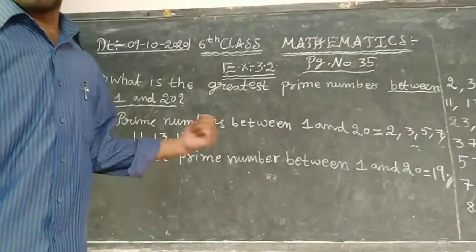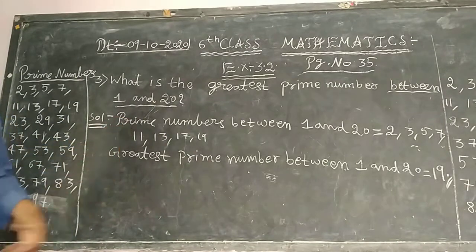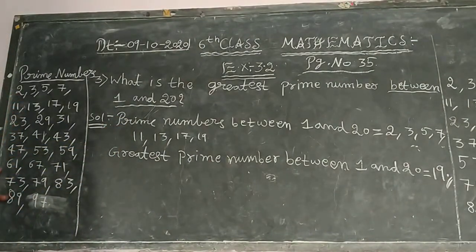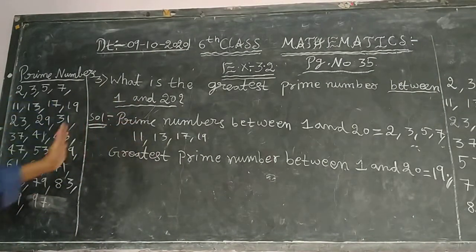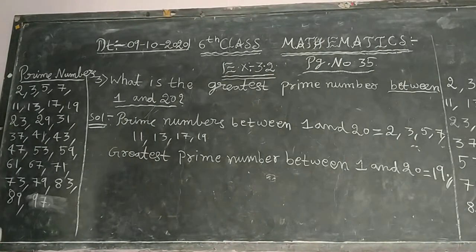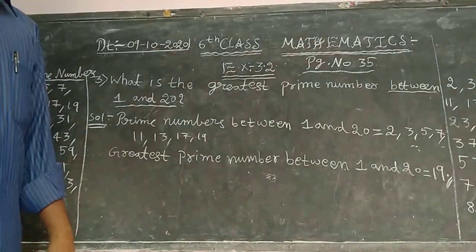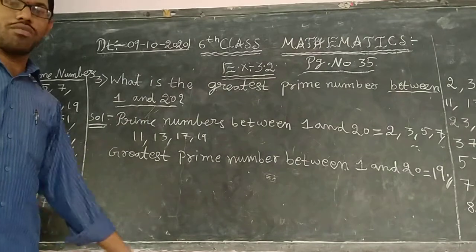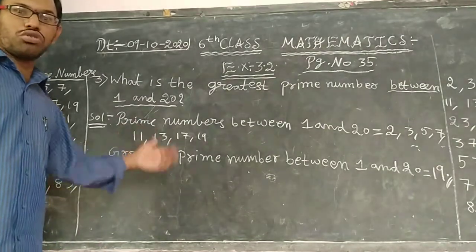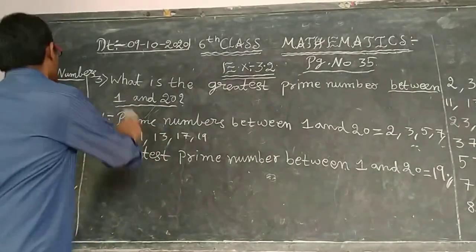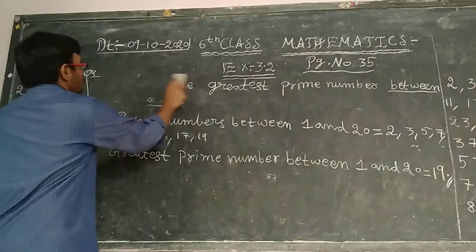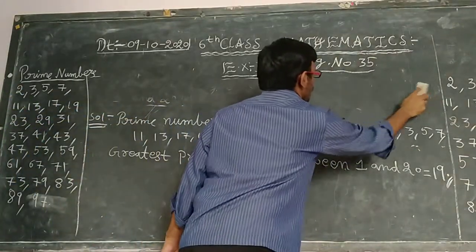I hope you have understood this problem. If you know the prime numbers, then you can easily do all this type of problems. On page number 35, from 3 to 12 onwards, problems just like these are there, so you are supposed to do them very well. Next, going to the next question.